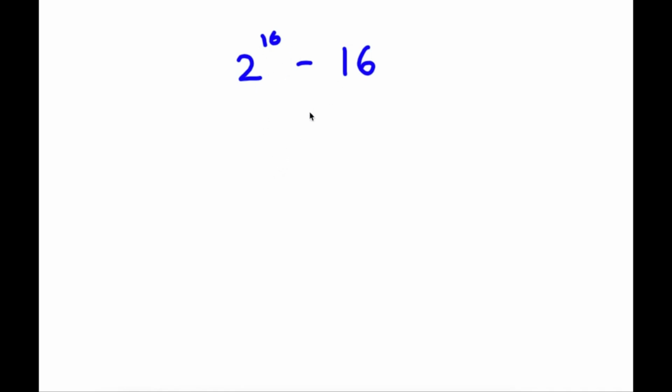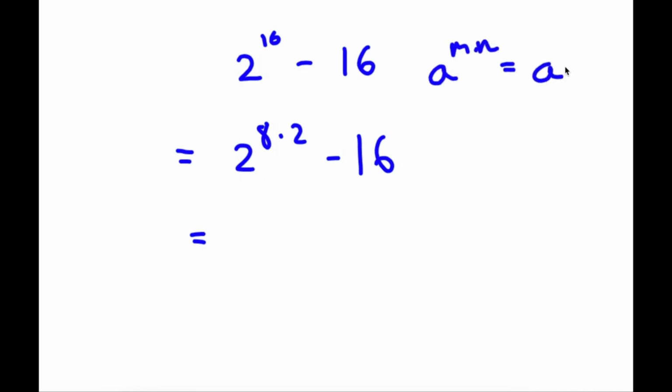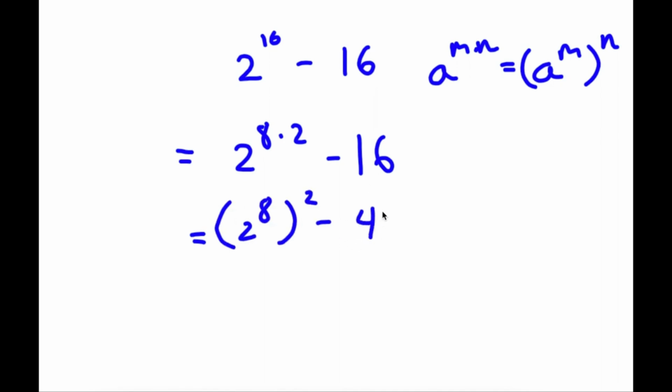So I have 2 to the power of 16 minus 16. Now 16 here, this is the same thing as 8 times 2. So now I have 2 to the power of 8 times 2 minus 16. Now 8 times 2, well, first off, if I have something in the form a to the power of m times n, this is equal to a to the power of m to the power of n. So 2 to the power of 8 times 2, that's going to equal 2 to the power of 8 to the power of 2. Minus 16, I can rewrite as 4 squared.